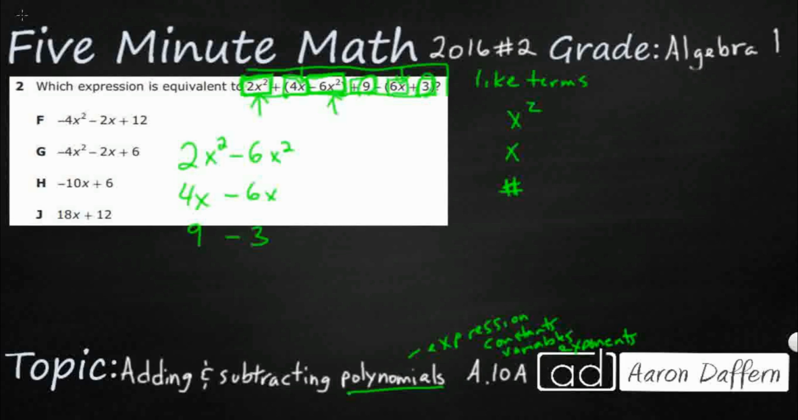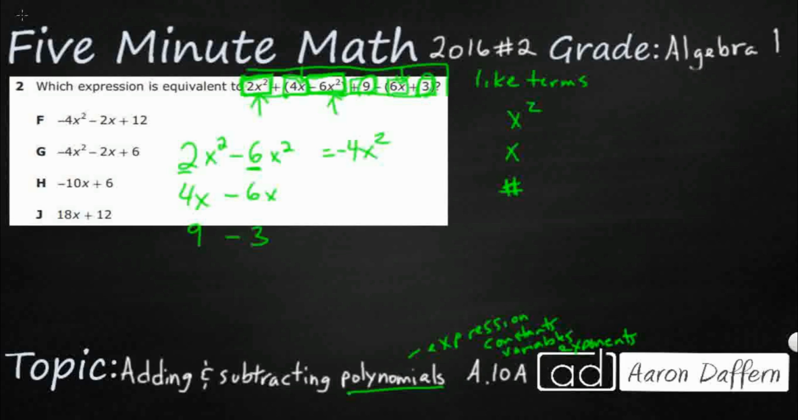So I've got 2x squared minus 6x squared. Well, just think, what's 2 minus 6, right? You're not going to be able to simplify that x squared, but you can say I've got 2x squareds minus 6x squareds. That's going to give me a negative 4x squared.